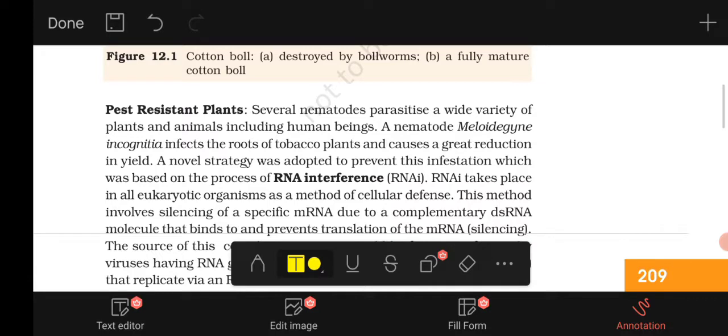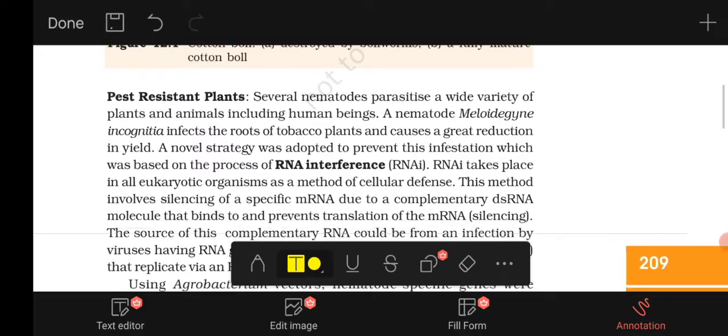We have already seen one of the pest resistant plants, that is the Bt cotton, which is made by isolating the Bt toxin gene, that is the cry gene, from Bacillus thuringiensis, and then it was incorporated into the cotton, and they are also insect group specific. So it depends on the type of crop and the insect.